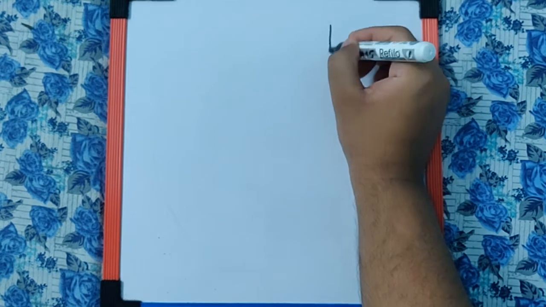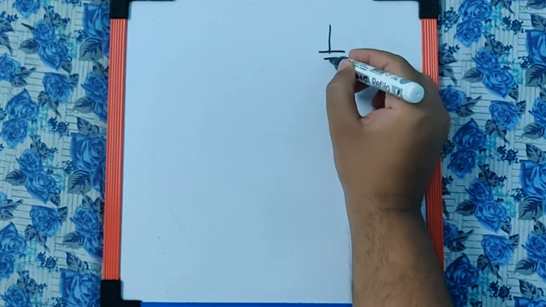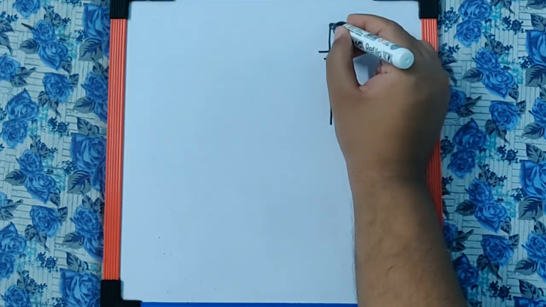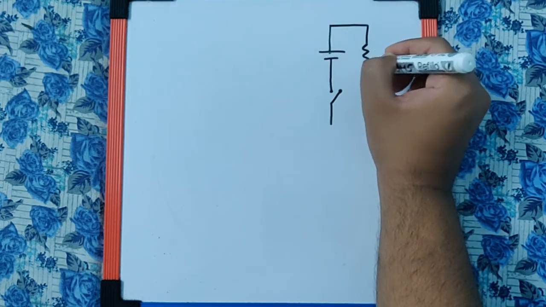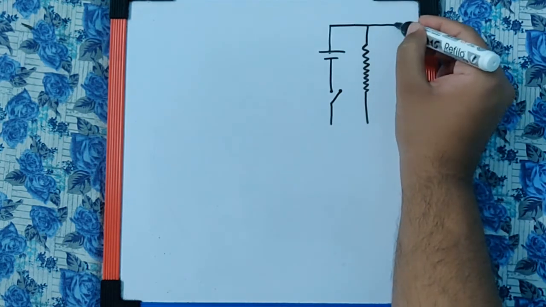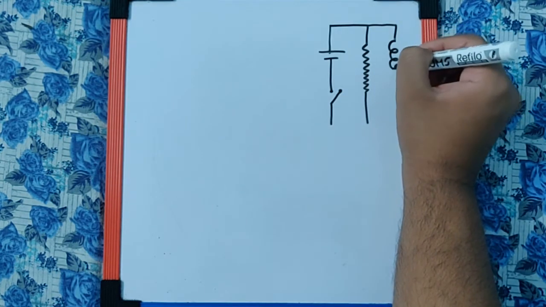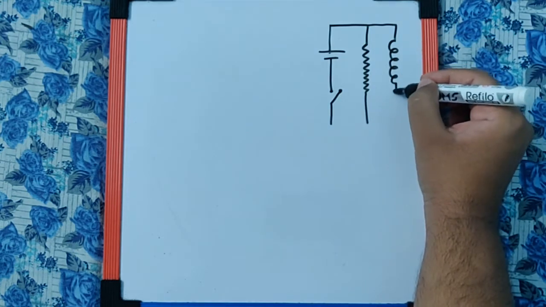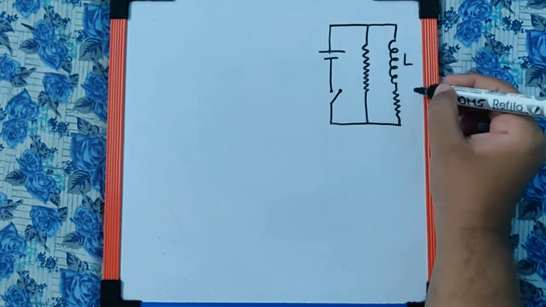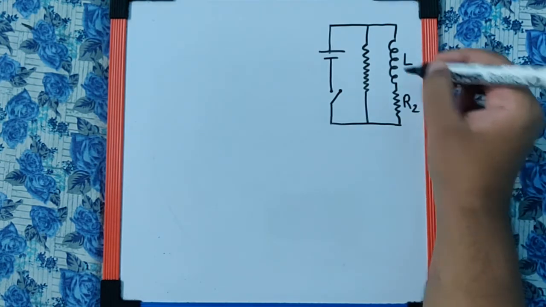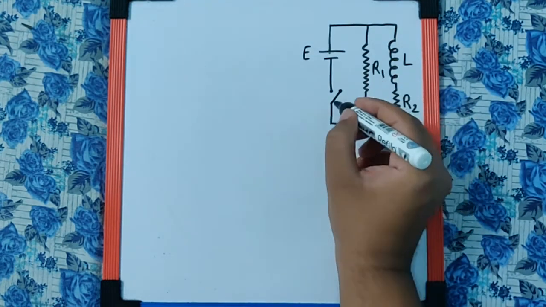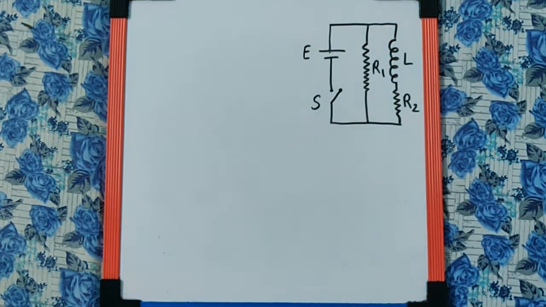Now the diagram which is given over here is something like this. In one branch there is only a resistance, and in the next branch we have the coil and a resistance in series. So this is L, this is R2, this is R1, this is EMF E, and this is the switch S.